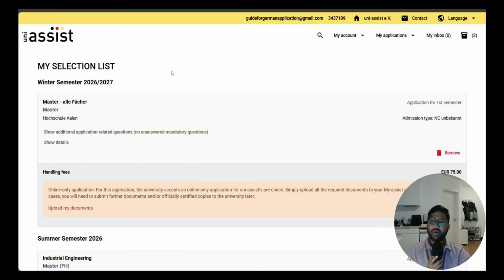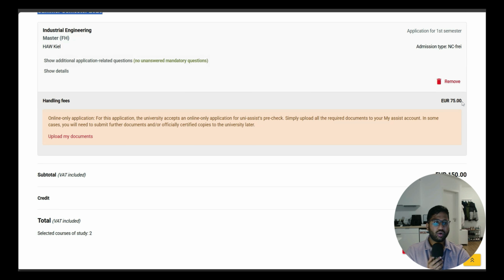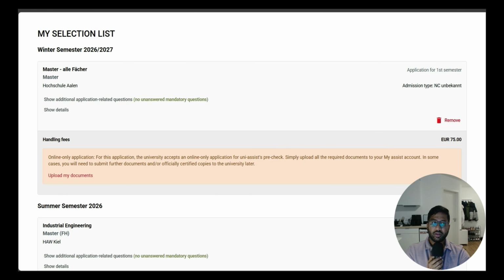And here is the important information that I always tell you. In the summer semester 2026, we also made the first application, and that cost us 75 euros. But if you remember, I used to tell you that from the second application, it will cost 30 euros. But in winter semester, it is again 75 euros. Why? Because for winter semester, this is the first application.